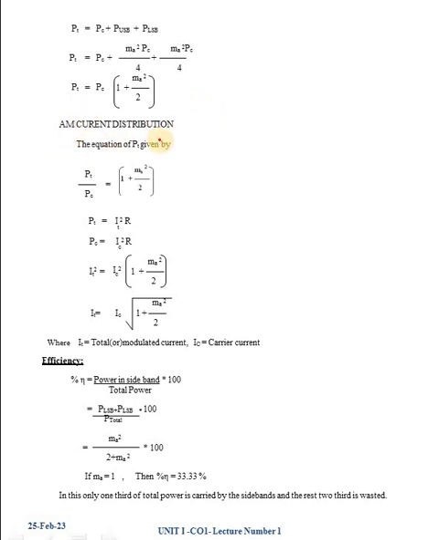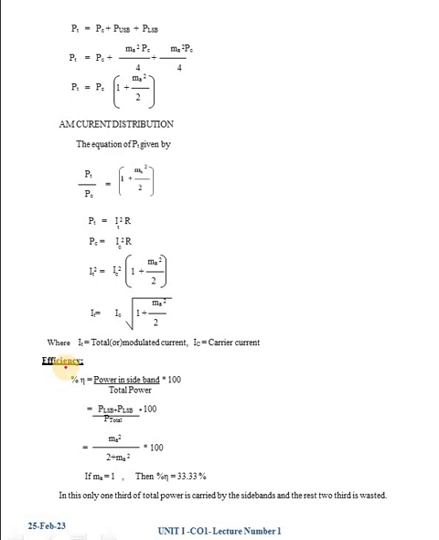Then we can relate the current relation with power. So the total power is PT. If you take this PC to the left hand side, PT by PC is equal to 1 plus MA square by 2. PT is equal to I square R in terms of current, so we can write PC as IC square by R. So we require PT and PC, so IT square by IC square is equal to 1 plus MA square divided by 2. So IT is equal to IC into root of 1 plus MA square by 2. IT is nothing but the total modulated current, and IC is the carrier current.